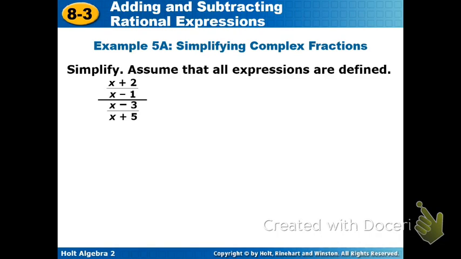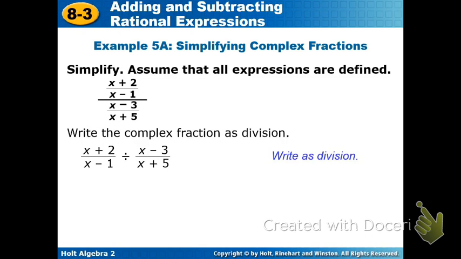Okay, we're going to start off with this equation. Write it down in your notes, please. We have x plus 2 over x minus 1 divided by, remember your fraction bar also means division, x minus 3 over x plus 5. Okay? So the first thing we're going to do is rewrite. There are two ways that we can work these problems. I'm going to show you using that fraction bar, that division way of working these. So we would rewrite this as division.